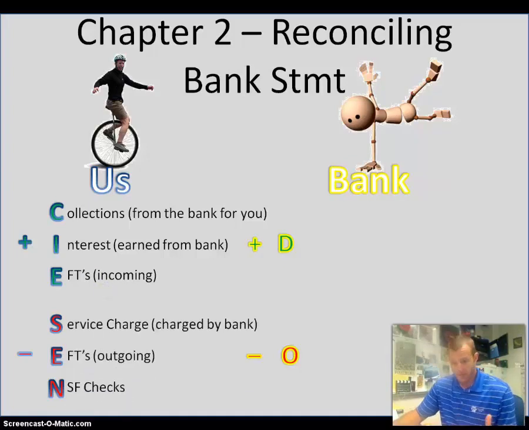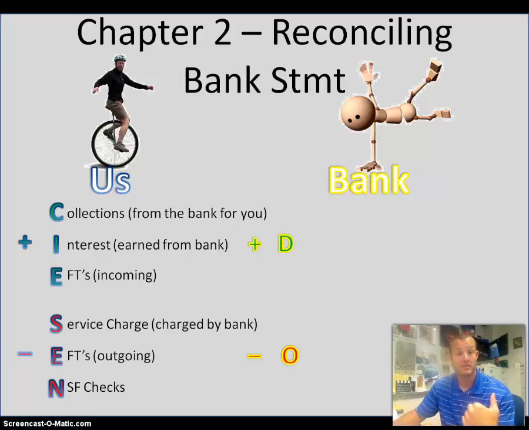Okay. The SEN is the subtraction side on our end. Any service charges that the bank whacks us with, we have to subtract out of cash on our end. The bank has already subtracted it out, so that's something the bank knew about, but we don't. Any outgoing EFTs, any electronic fund transfers that are decreasing our cash, we need to decrease the cash as well. And then any NSF checks. With an NSF check, the bank finds out about it.